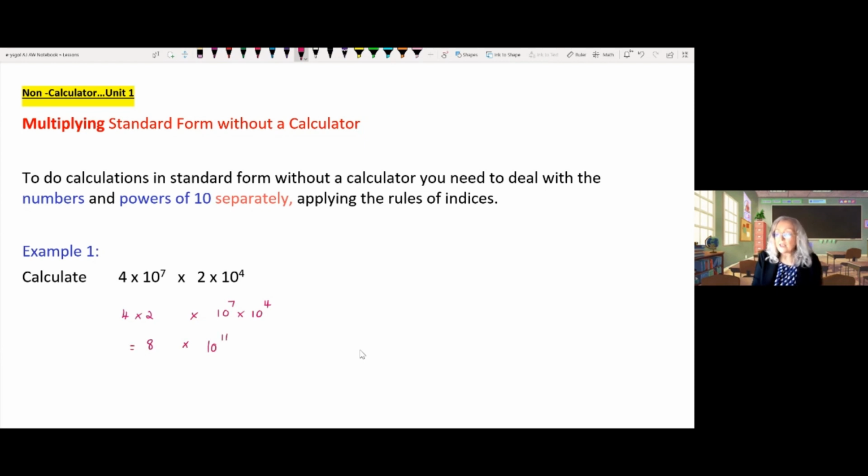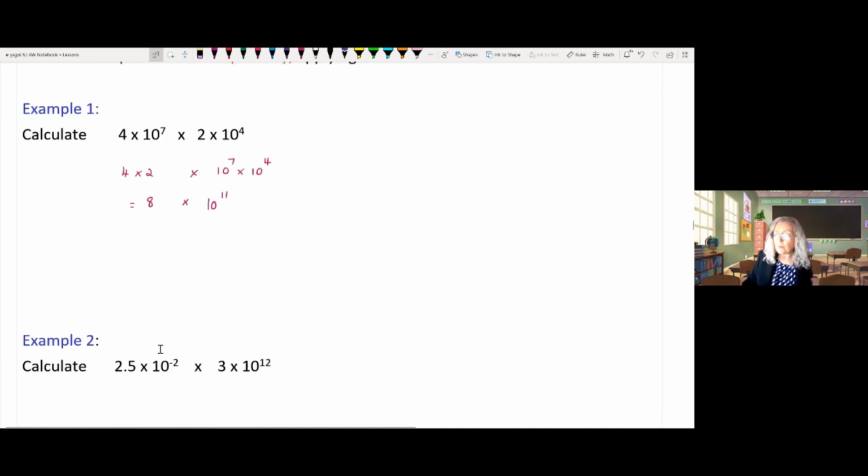Going back and checking this, do I have a number between 1 and 10 multiplied by 10 to a power? Yes, I do. So I'm quite happy with that one. You won't always have a number between 1 and 10 here, and then you will have to think again about how to change the number in order to make the number at the front be between 1 and 10.